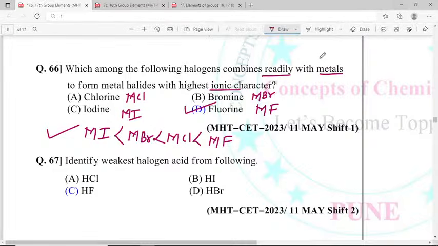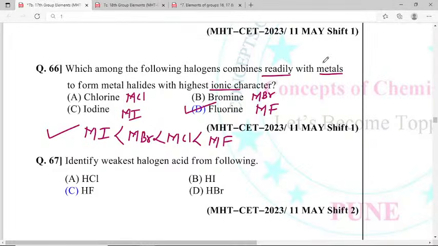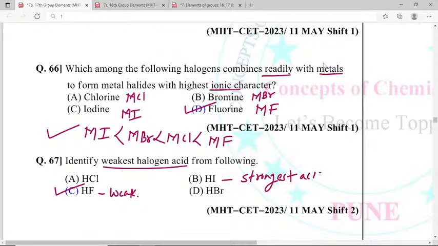Are you getting this one? Question number 66 and question number 67, same question. Weakest halogen acid is HF. HF is the weakest halogen acid. This is weak, and this is the strongest acid. Question number 66 and 67. Are you getting it?